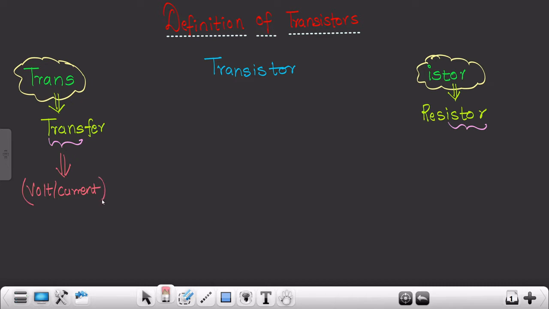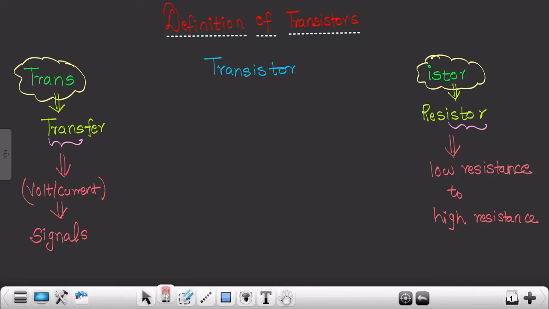Voltage and current are nothing but signals, right? So basically you are transferring signals. It can be in the form of voltage, or it can be in the form of current, right? Whereas ister means you are transferring signal between two points. In the case of transistor, you are transferring signal from low resistance to high resistance, right? And this is the definition of transistor.